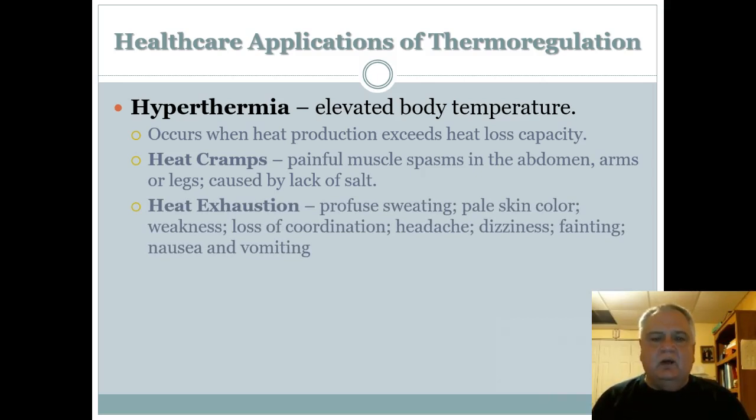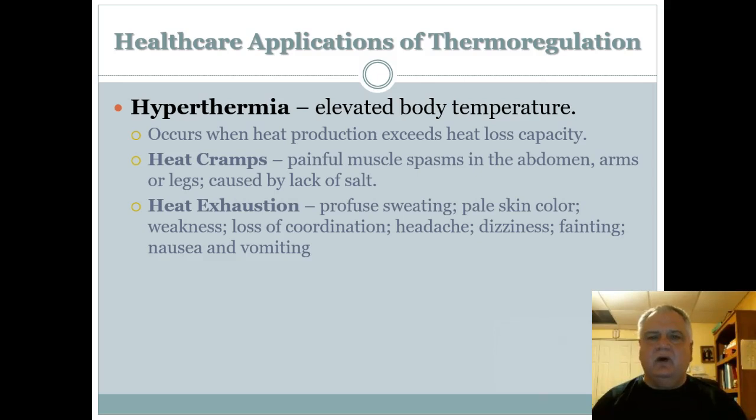Heat exhaustion is characterized by profuse sweating. So that body temperature is so high, we're sweating profusely, trying to do everything we can to bring as much water to the body surface and have that water evaporate to try to bring the body temperature back down. This is usually also characterized by a pale skin color, weakness, loss of coordination because of the loss of water. We don't have proper water balance. Dehydration is going to result in headaches, dizziness. The individual may faint. They may get nauseated and start to vomit as well.